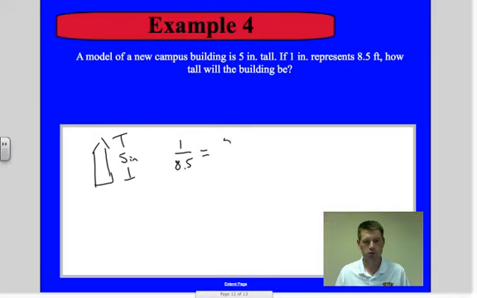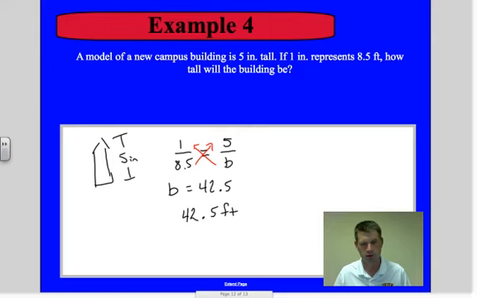So we want to know what is 5 inches on that model in the actual distance. We'll call that B for building. And then again, what do we do? Cross products. Yay! We're going to do the cross products. So we get 1B equals 8.5 times 5, which comes out to be 42.5. And again, that means that it's going to be 42.5 feet tall. And again, we need units because it was in feet. So it's fairly simple.